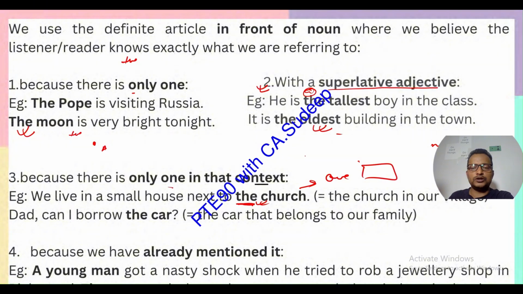Maybe there could be more than one church. Among them, you are referring to one. But the context here is generally, if you say that my house, I live in a small house next to the church, meaning the church is the only one in the village. Right?